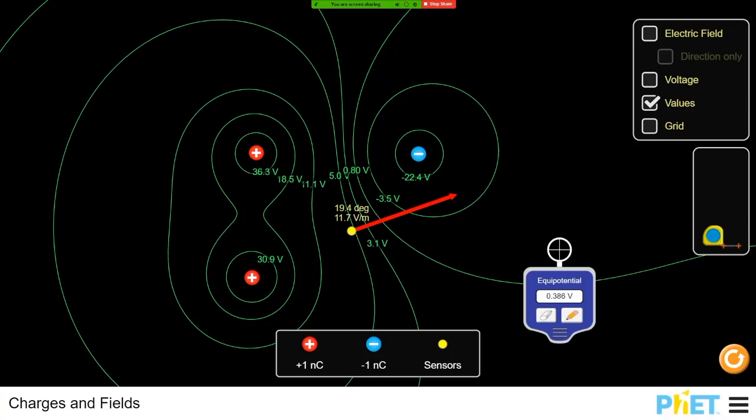All right, so you'll be using this simulation to examine electric fields and the charges that generate them, and the electric potential that gets created as a result of the charge distribution. And you'll be answering some questions and doing some calculations and predictions, and seeing if your predictions match up with what the simulation shows you. All right, so best of luck to you.